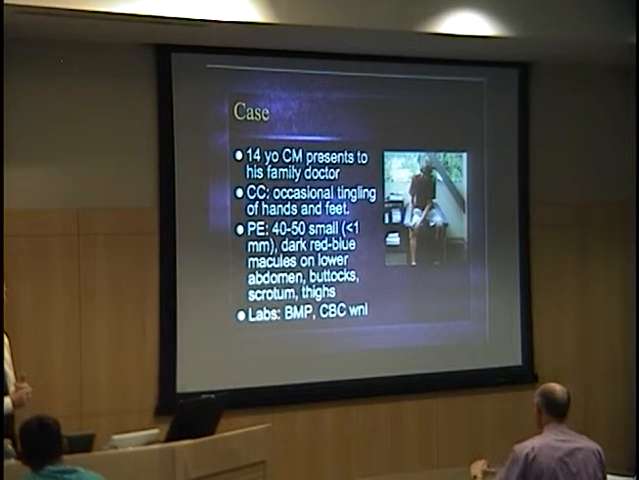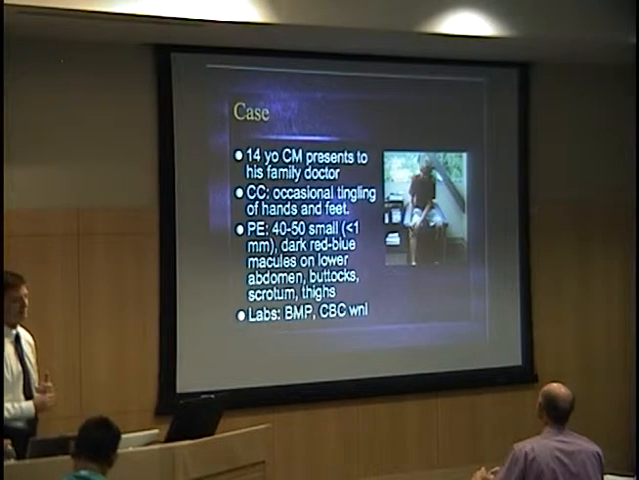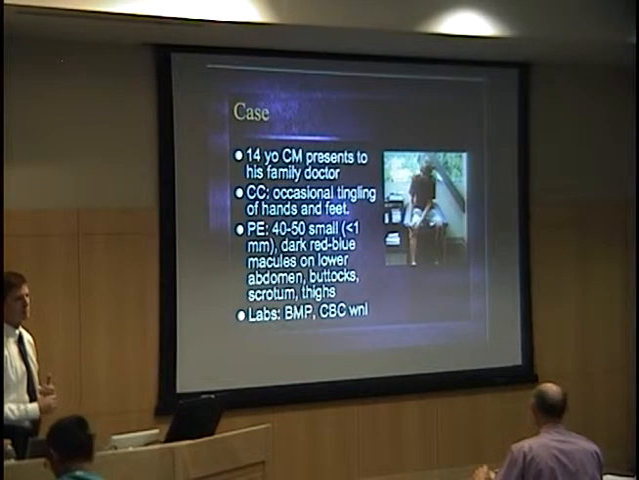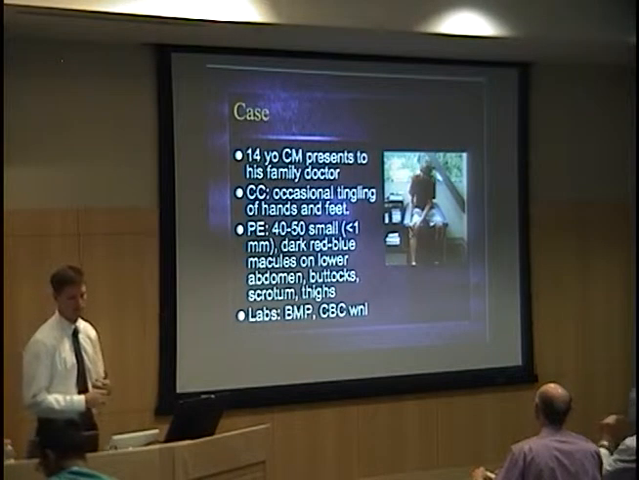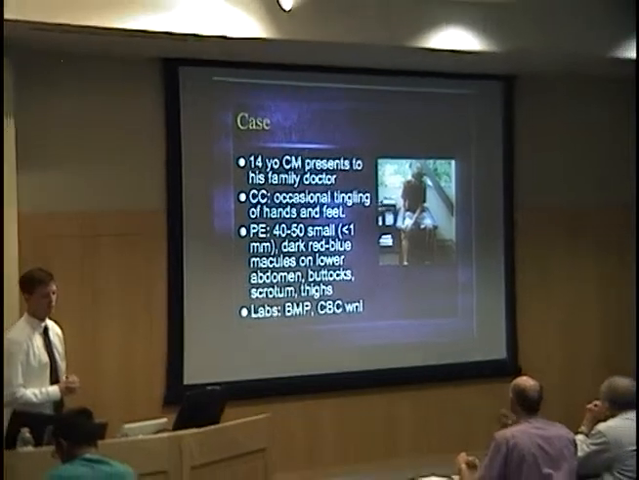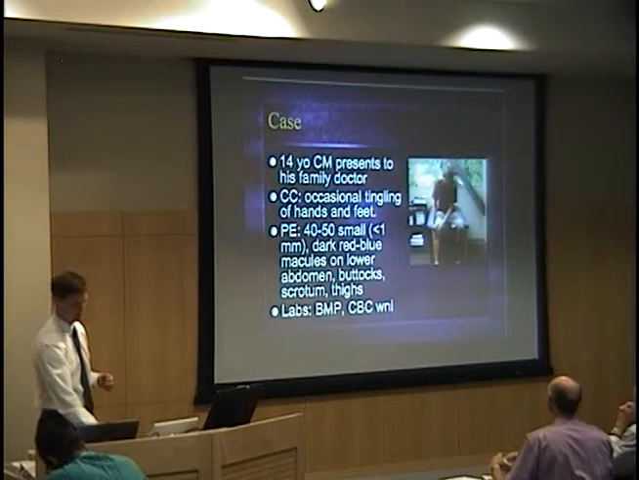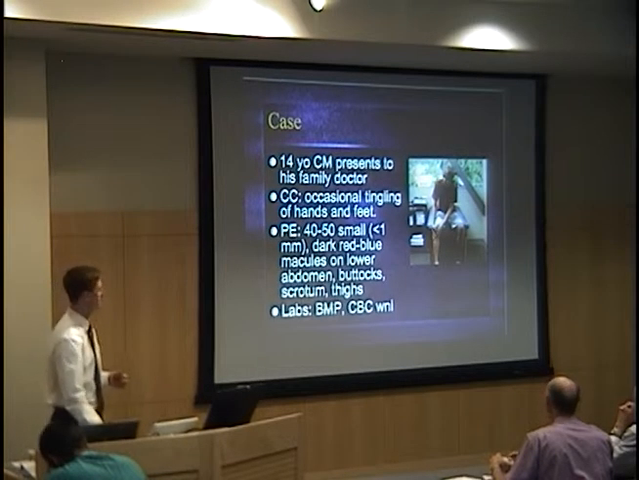So we have a 14-year-old Caucasian male who presents to his family doctor complaining of occasional tingling of his hands and feet, at times progressing to moderate pain. On physical exam, they note 40 to 50 small, dark red-blue macules on the lower abdomen, buttocks, scrotum, and thighs. Some simple laboratory tests come back normal.